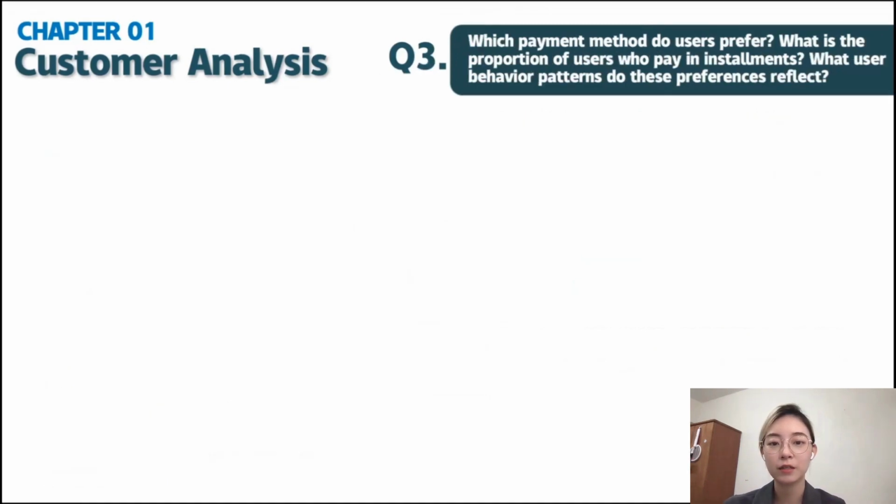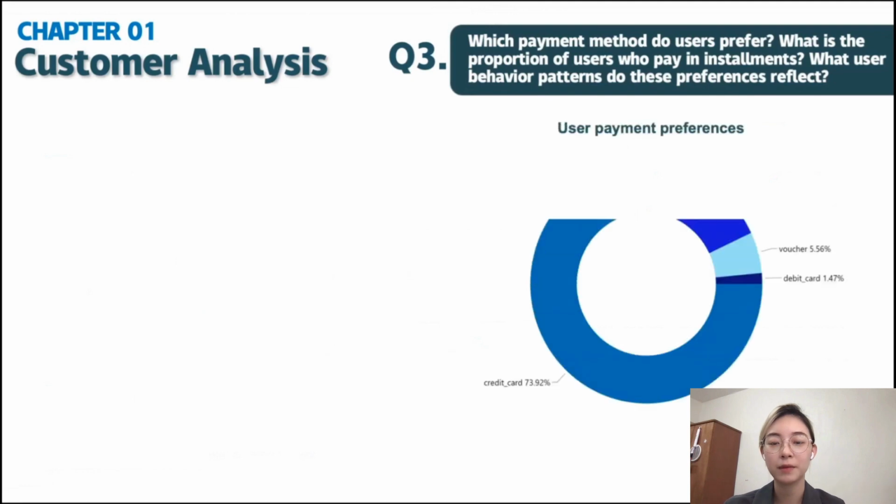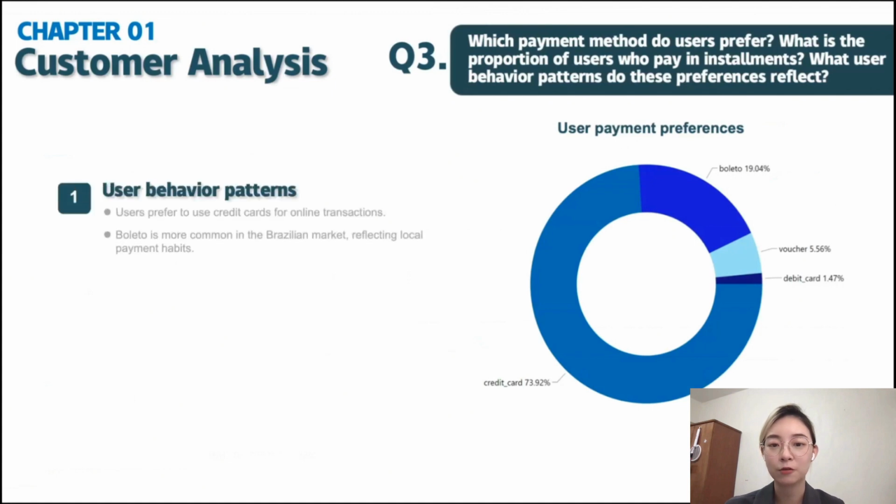We can also see customer preferences regarding payment method. This figure shows the number of orders by payment type. From the chart, we can see that credit card is the most used, with 74% of orders. Loyalty is second with 20%. Voucher and debit card are less used, with 5% and 1.5% of orders.